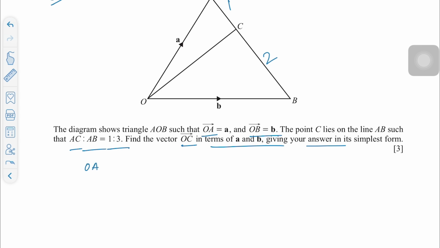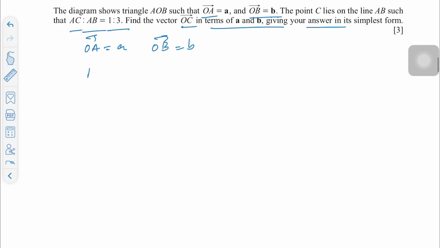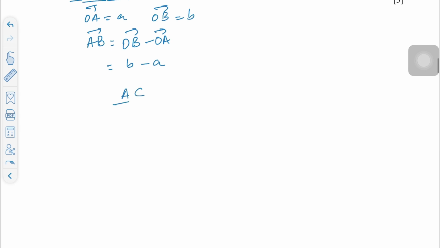So OA is given as A, OB is given as B, AB is OB minus OA. So this would be B minus A. We are given the AC to AB ratio, which is basically 1:3. We have been given AB, so this would be multiplied over there. We get our AC as B minus A over 3.